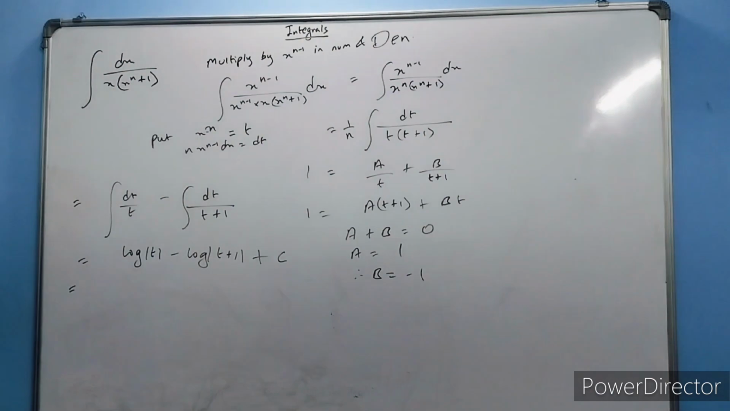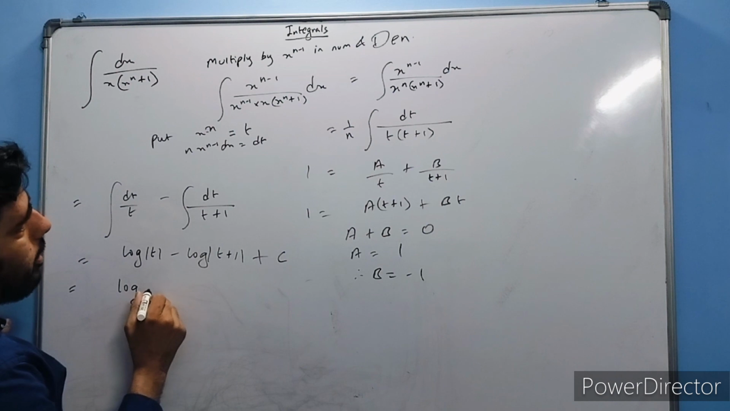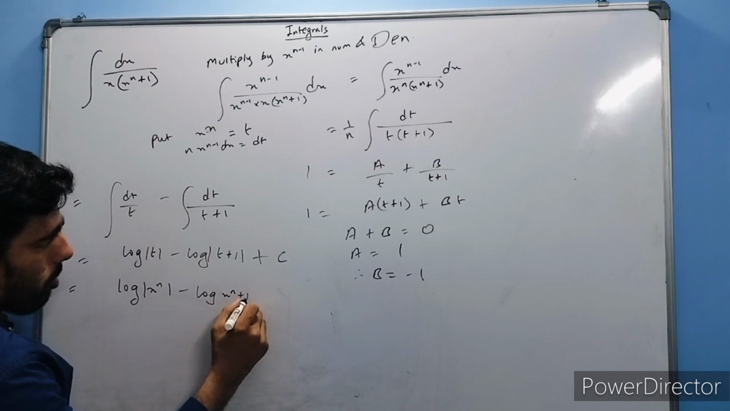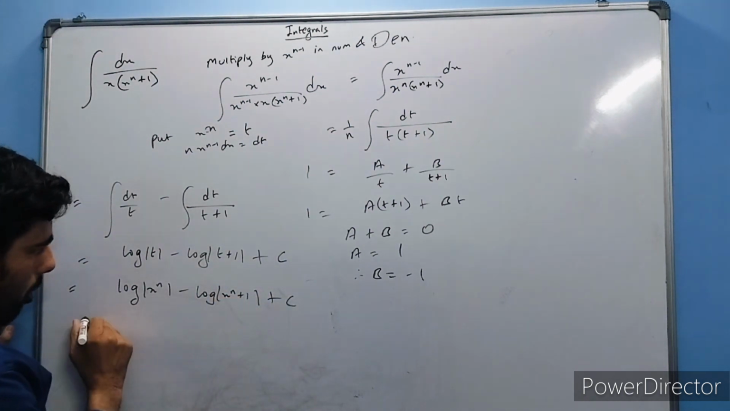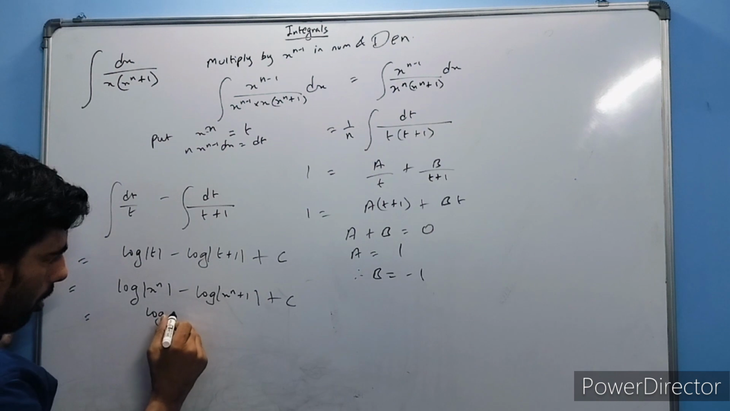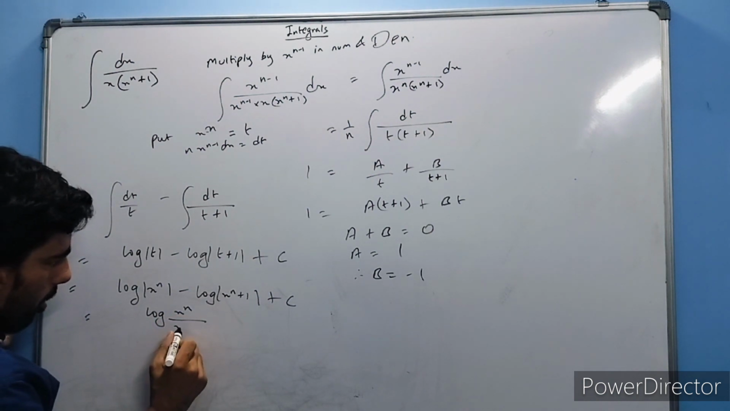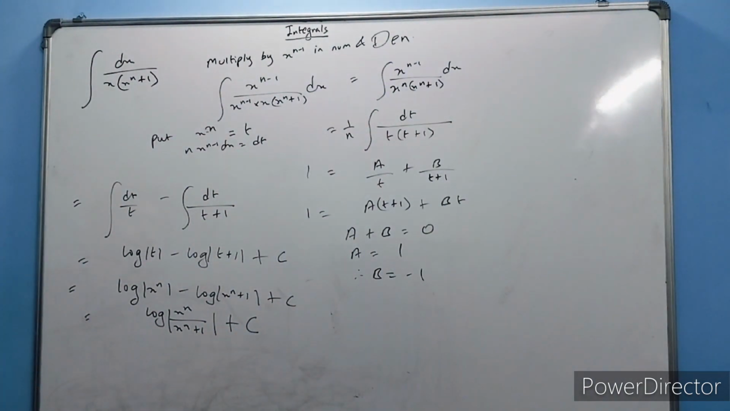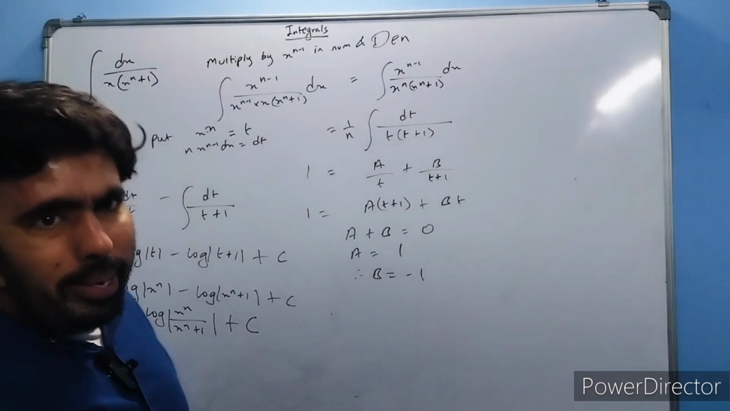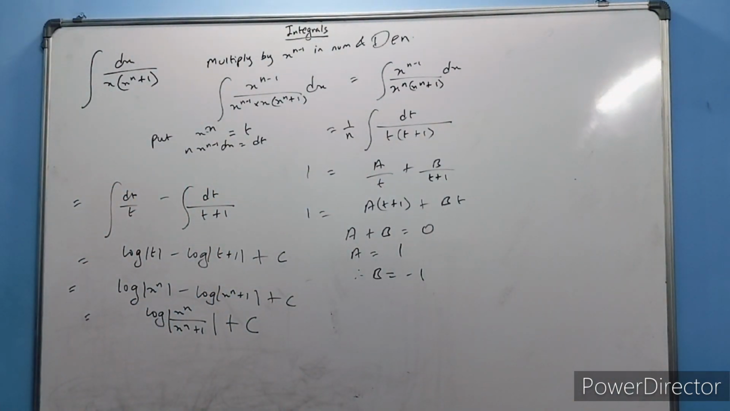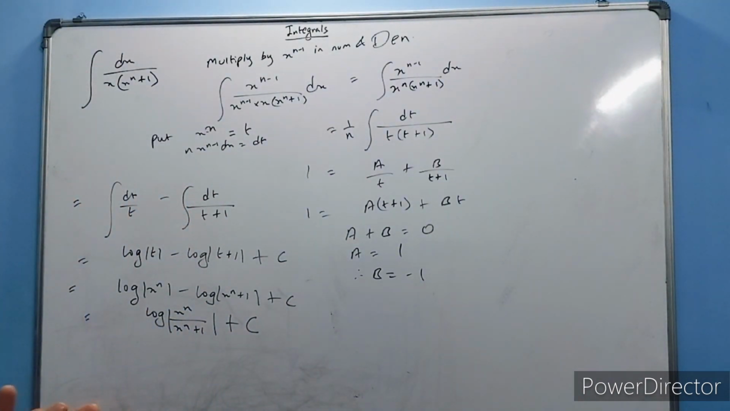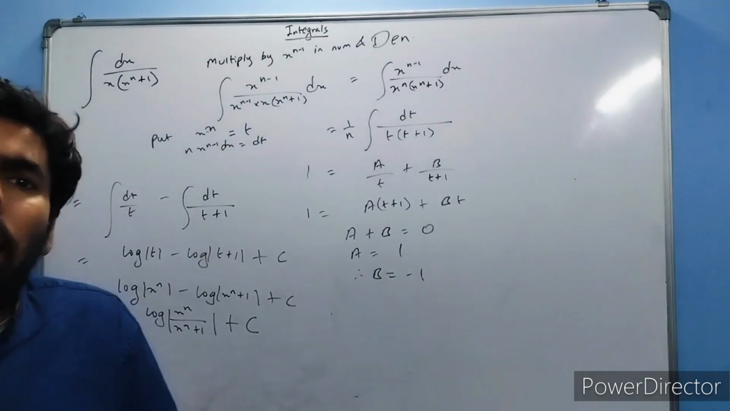So that is how we can solve such kind of numerical. Now put the value of t here. What is t? It is x^n. So log x^n minus log of x^n plus 1 plus c. So I got this value, log of x^n upon (x^n plus 1) plus c. Okay, so we can solve such kind of numerical where we need to find the integral of such particular functions using partial fraction.